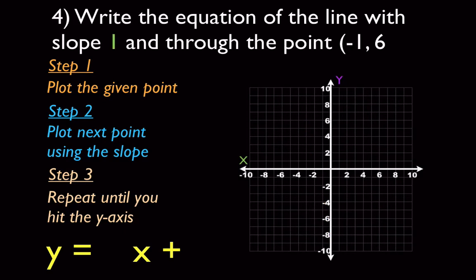Alright, here's number 4. Write the equation of the line with slope 1 through the point negative 1 comma 6. Go ahead and hit pause while you try out the problem. Hit play when you're ready.